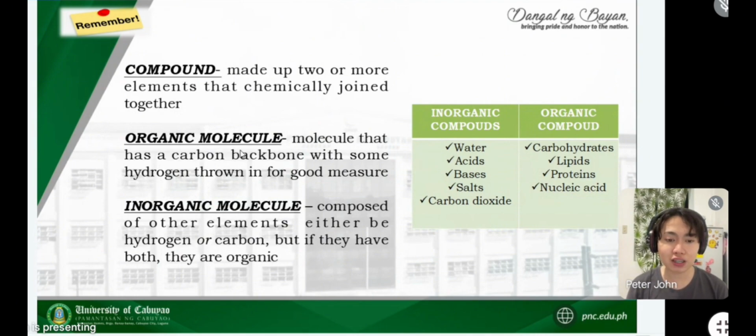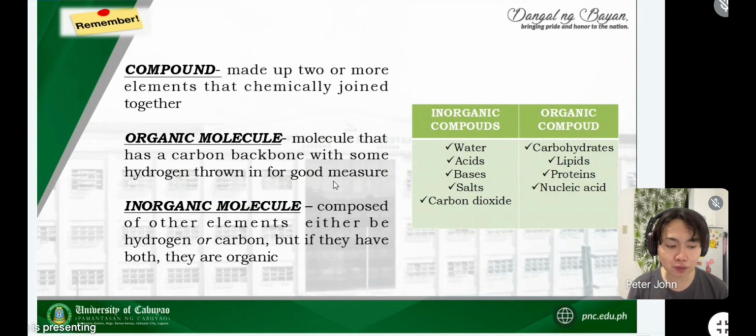We have the organic and inorganic molecule. So, ito lang yung focus natin mamaya, si organic molecule. Pero syempre, at least dapat aware din kayo with the presence of inorganic molecules. So first, we have organic molecules, molecules that have a carbon backbone with some hydrogen thrown in for good measure.